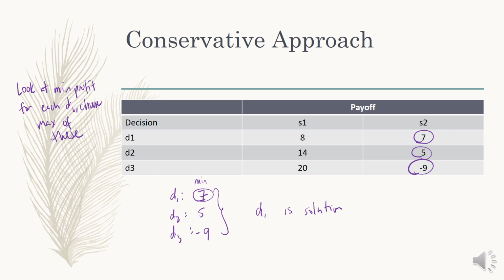So if you're looking for a conservative approach, our answer would be to build the small complex, and your payoff would be 7. The conservative approach assumes it's not going to go as well as it would in the optimistic approach. So we're just looking at the minimum of all the payoffs for each decision and then choosing the largest from those.